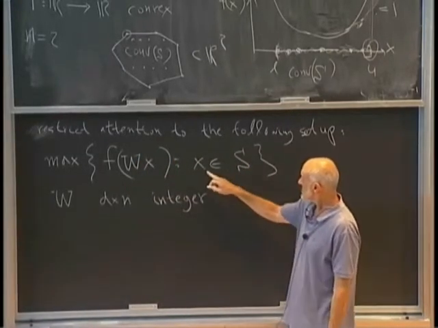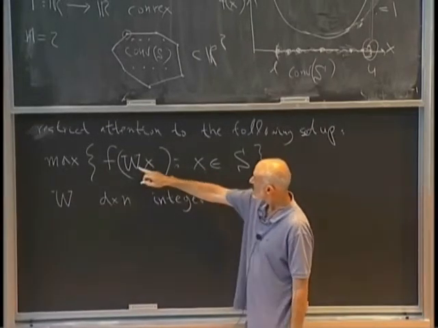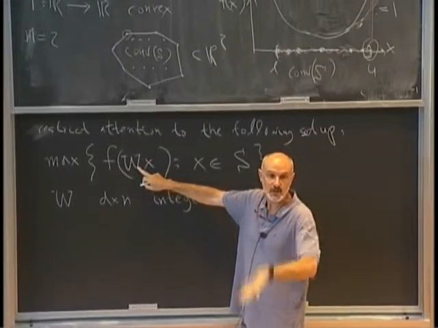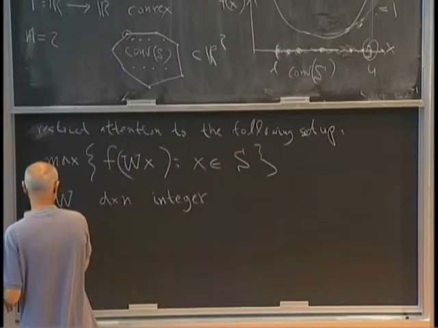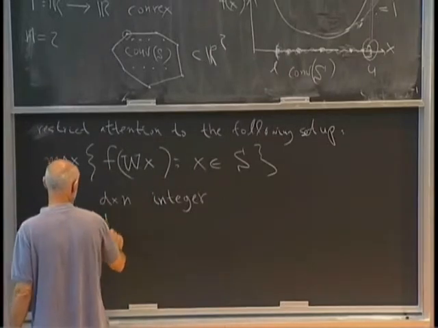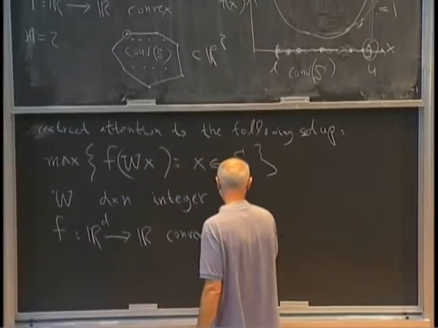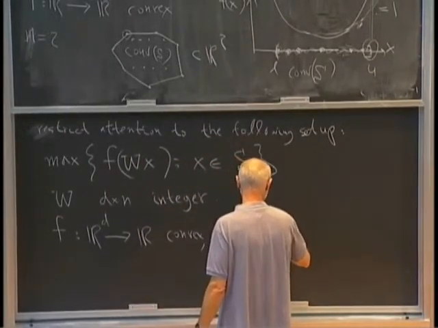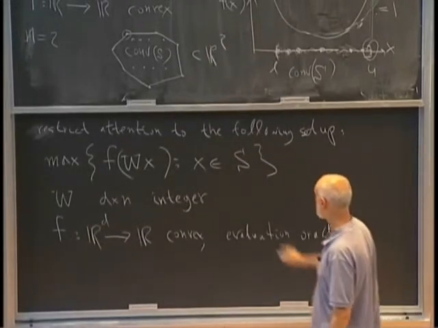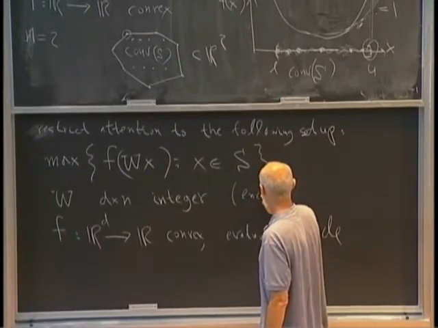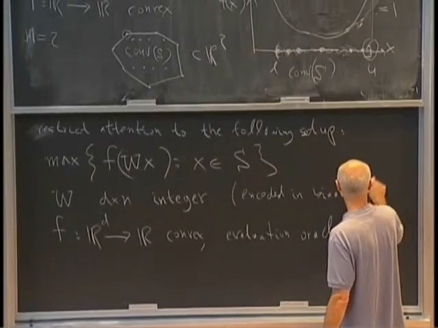And so the idea, you see, we take every n-dimensional point and multiply by the matrix, we get a d-dimensional vector. We project down to d-dimensional space, and then we apply a convex function on Rd. So f is a function on Rd now, convex, evaluation oracle. This is the matrix. It's encoded naturally in binary. I mean, the size is going to be this.